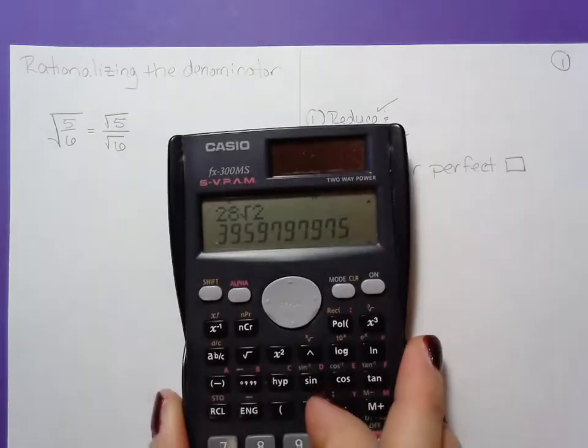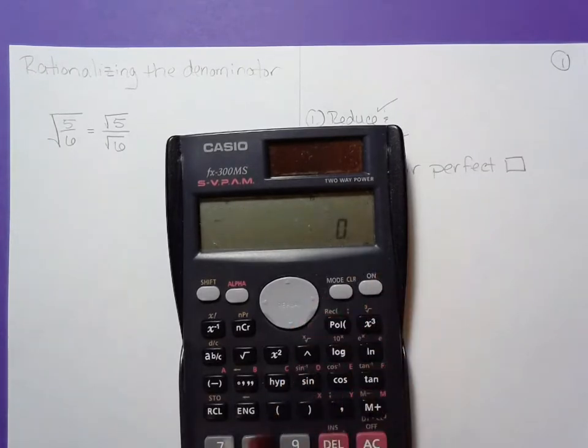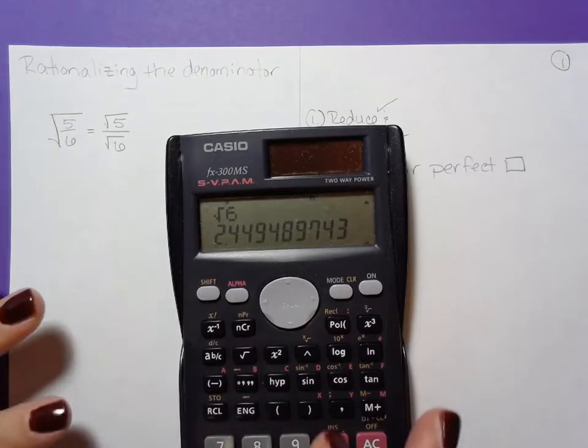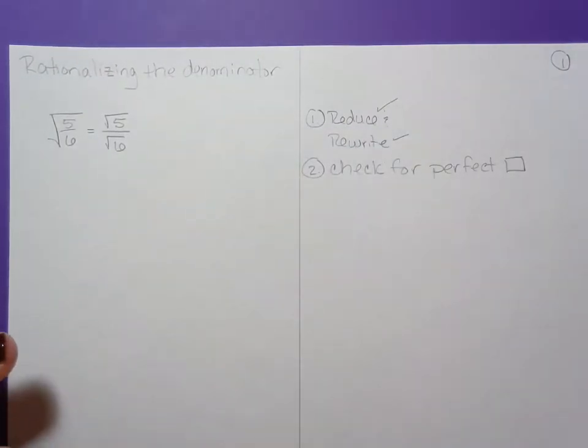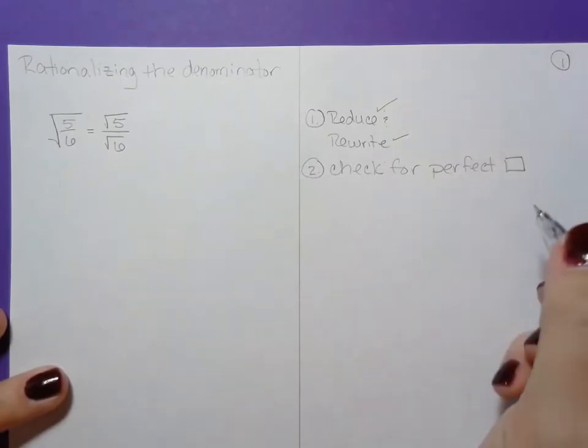If I'm not certain, I can always go back to my calculator and check. I would rather you check in your calculator and find out that it is or it is not than just skipping that step and then having these really big numbers to deal with at the end of the problem. So 6 is not a perfect square, and we're kind of bummed about that because that would have made our life a lot easier. So we've checked for perfect squares.